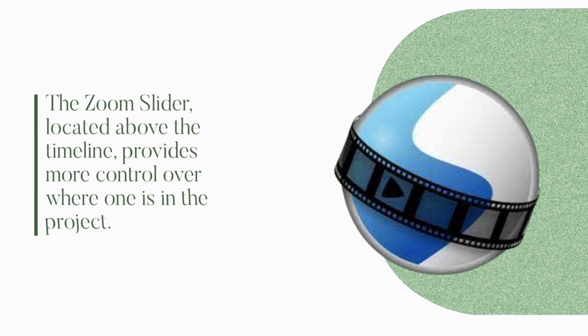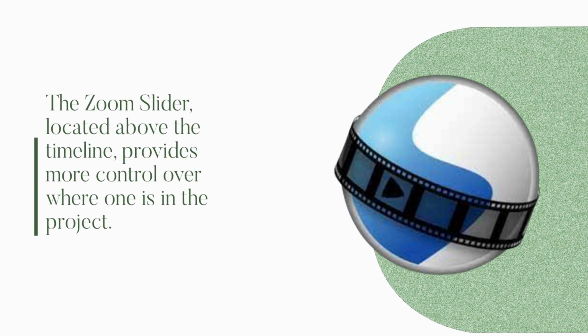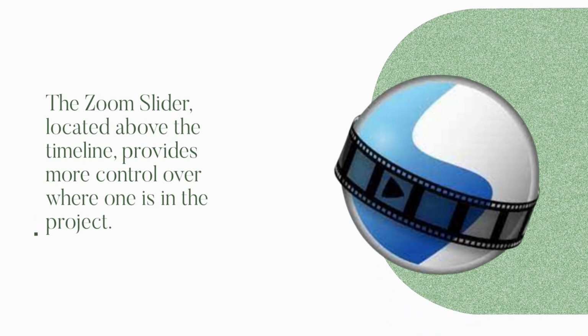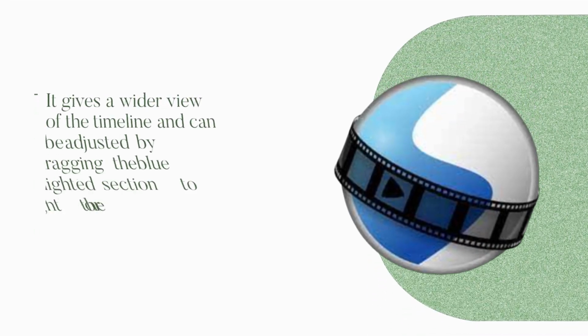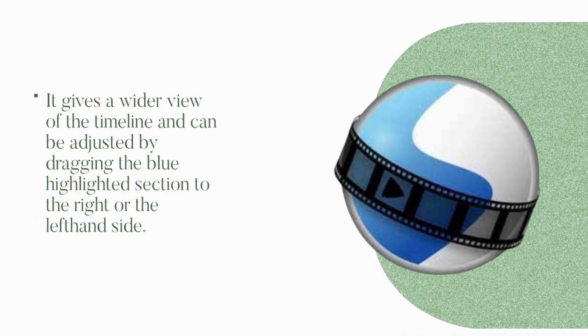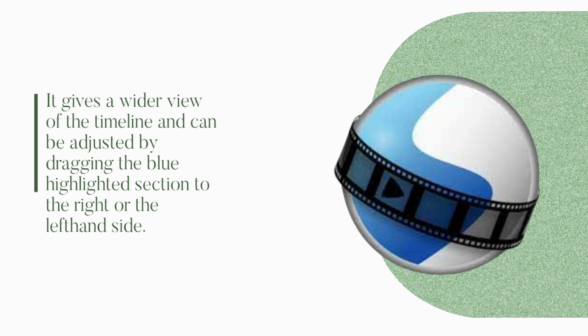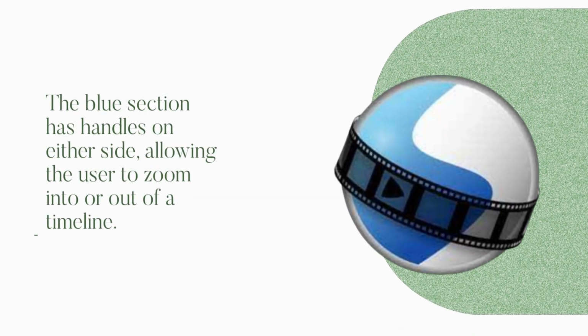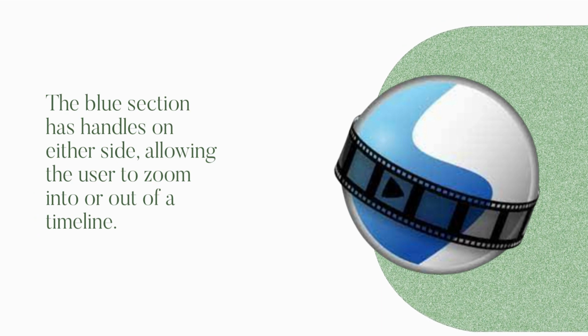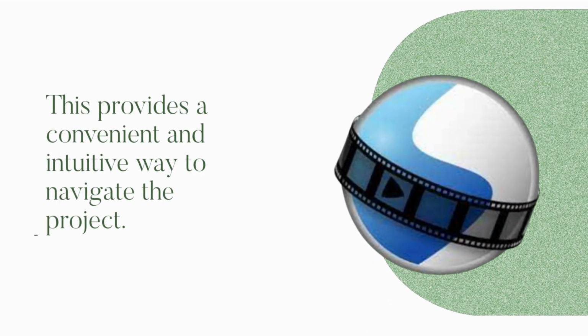The zoom slider, located above the timeline, provides more control over where one is in the project. It gives a wider view of the timeline and can be adjusted by dragging the blue highlighted section to the right or the left-hand side. The blue section has handles on either side, allowing the user to zoom into or out of a timeline. This provides a convenient and intuitive way to navigate the project.